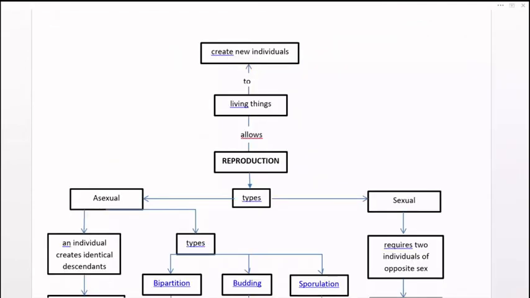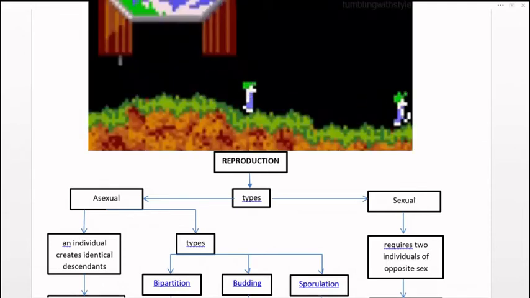And finally, we are going to finish by talking about the third vital function that we are going to study, that is the reproduction. Reproduction is very important because it allows to all the living things to create new individuals.